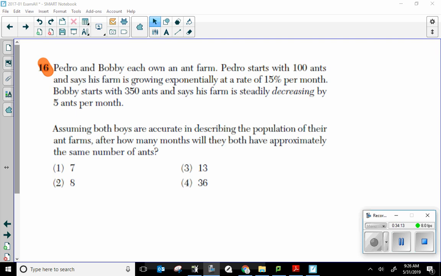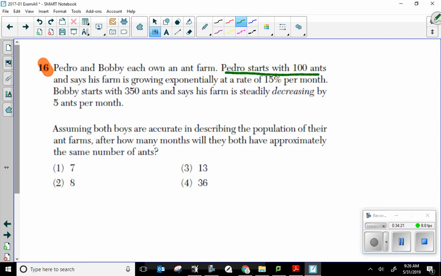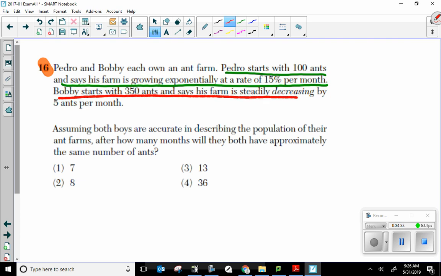Number 16, algebra, a million times easier. Pedro and Bobby each own an ant farm. Pedro starts with 100 ants and says his farm grows exponentially at a rate of 15% per month. Bobby starts with 350 ants and says his farm is steadily decreasing by 5 ants per month. Assuming that both boys are accurate in their description of the population of their ant farms, after how many months, we are finding months, will they both approximately have the same?